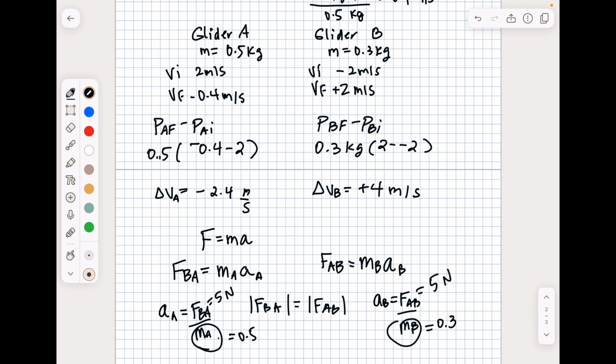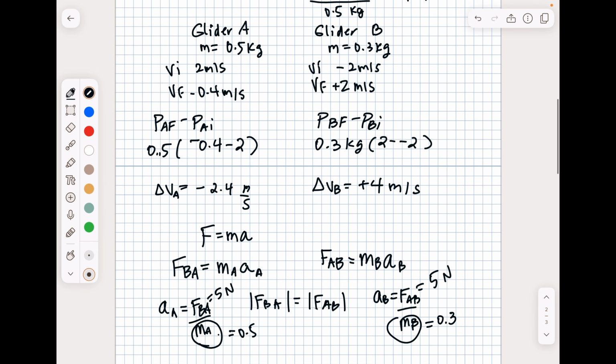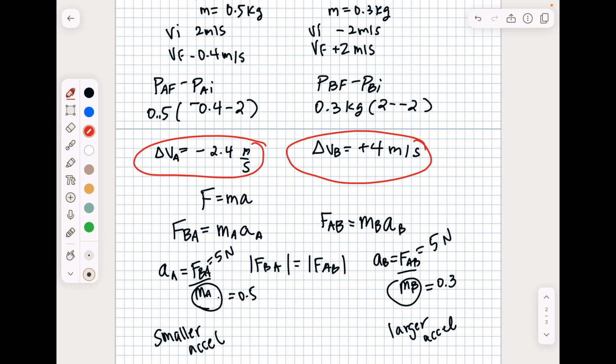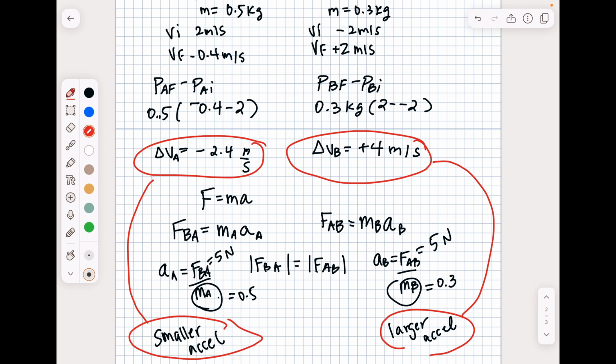5 newtons divided by 0.5 is going to have a different acceleration than 5 newtons divided by 0.3. And in fact, this is going to have a smaller acceleration, right? Because we're dividing by a bigger number. This one's going to have a larger acceleration. Okay, we're dividing by a smaller number. And that makes perfect sense because look at the change in velocity as a result, right? Larger acceleration, larger change in velocity. Smaller acceleration, smaller change in velocity.